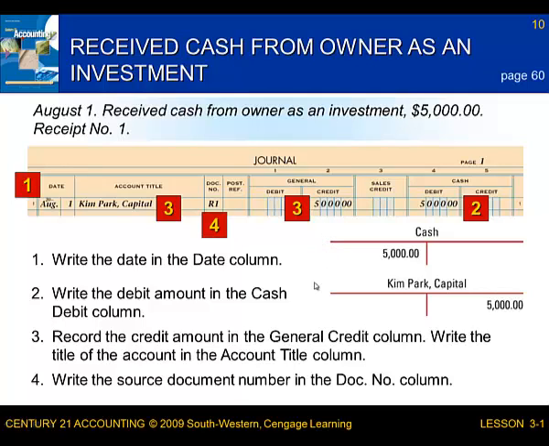And finally, you write the title of the account, in which case this is Kim Park, Capital, and the account title. This is the structure we're going to follow. You'll notice at the end we write the source document number in the document number column. That's all good and great. This is going to seem like a lot right now, but you'll get it more when we start doing these.